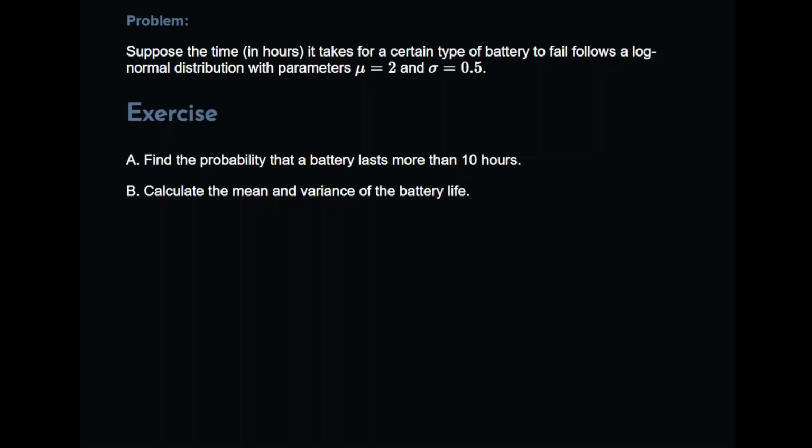So you probably recognize that this might be something to do with the normal distribution, and in fact it will be very closely related to the normal distribution in terms of the skills required. We have mu equal to 2 and sigma equal to 0.5. Those will equate later on to the normal mean and the normal standard deviation, but here they are just the parameters of the log normal distribution. So the exercises are as follows. Find the probability that a battery lasts more than 10 hours, and calculate the mean and the variance of the battery life. So that is part A and part B.